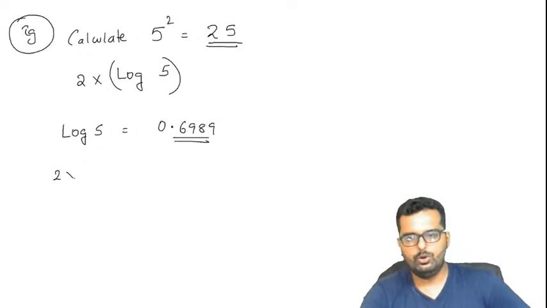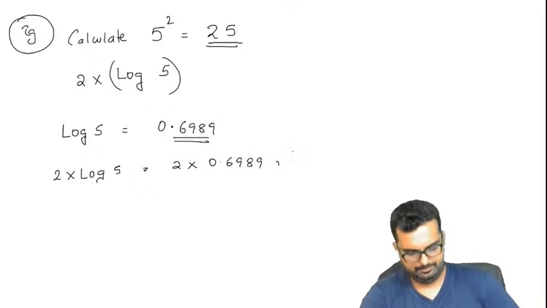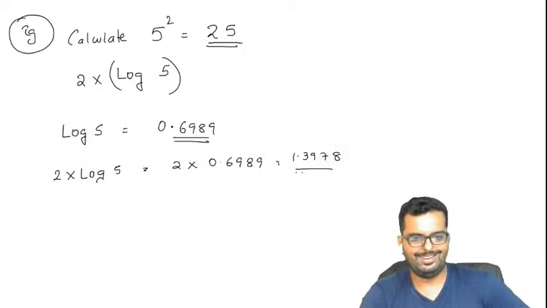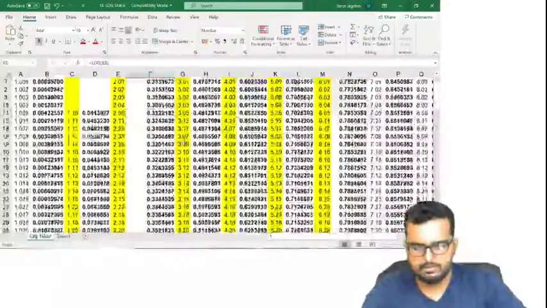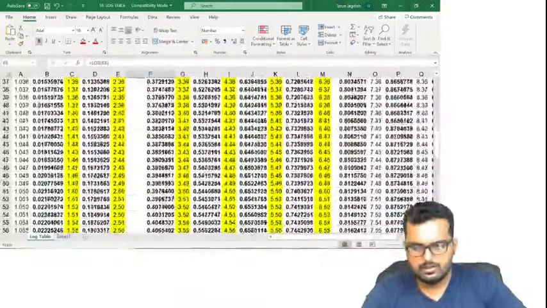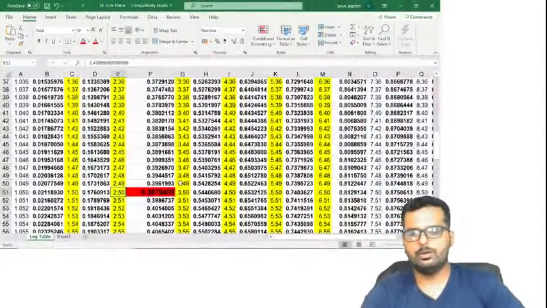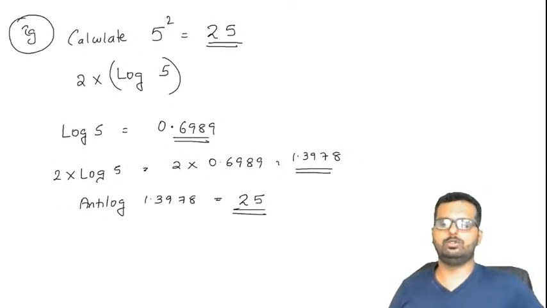Okay, so 2 into log 5 would mean 2 into 0.6989. I'll get the answer as 1.3978. Okay, so anti-log of 1.3978 would be, first we should take 0.3978. Search for 0.3978. 0.3979 is there. We'll take this one. What is the value coming over here? 2.5. 2.5, it's 1 means 2 digits, correct? So the answer would turn out to be what? 25. Can you write down this in your books now?